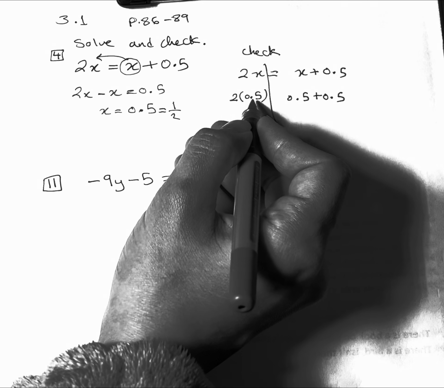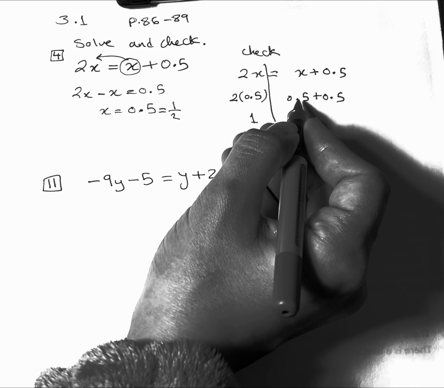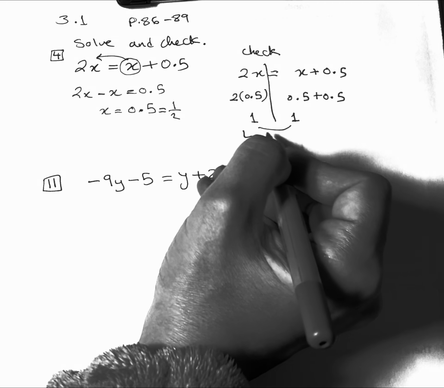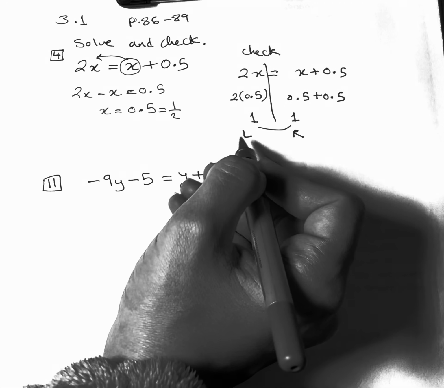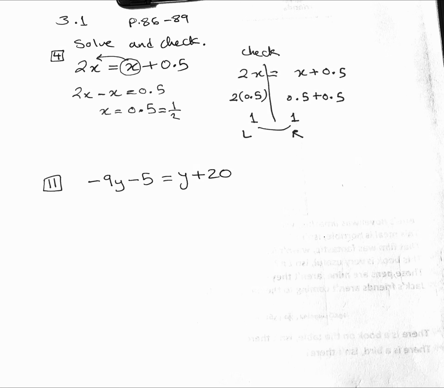Now, 2 times 0.5 is 1. And 0.5 plus 0.5, again, it's 1. So my left and my right are the same thing. So my answer is correct. Going to the second question.